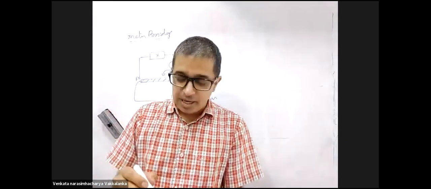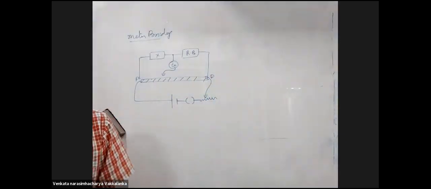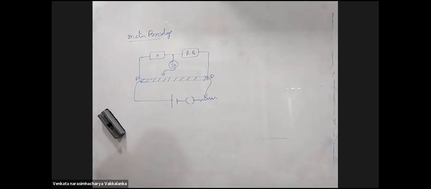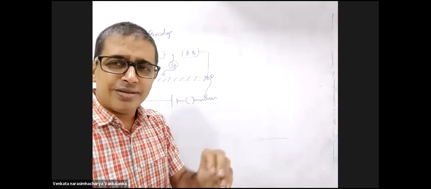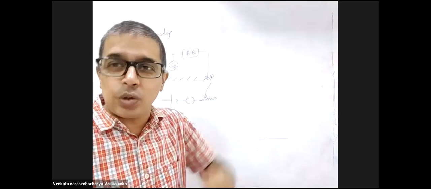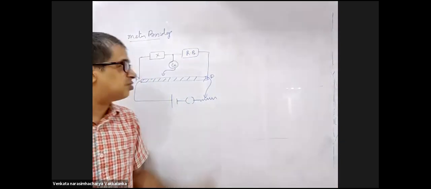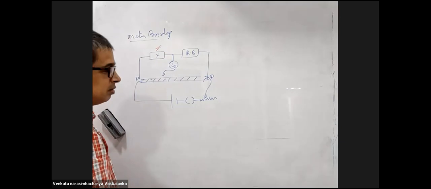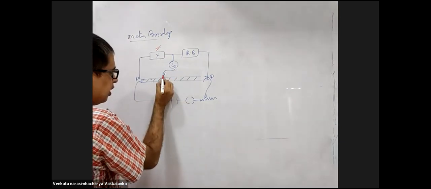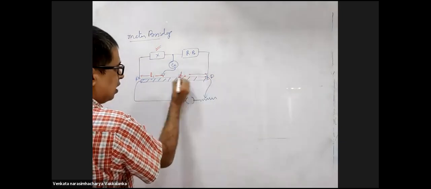Have you people ever seen a resistance box? Yes, sir, you plug in and you get the resistance. You can adjust the resistance. Keep some value of the resistance. This is the unknown resistance which you have to find out. So use the jockey to find a null deflection. If this length is L1, this length is L2.